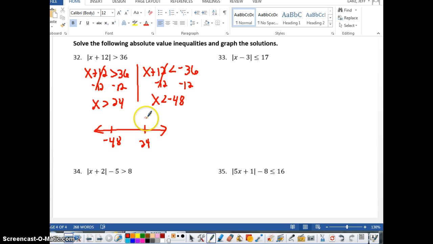So greater than 24, that's an open circle to the right. Less than negative 48, that's an open circle going to the left. And that is what an OR problem typically looks like. Okay, AND problems have to overlap in the middle. This is not one of those.